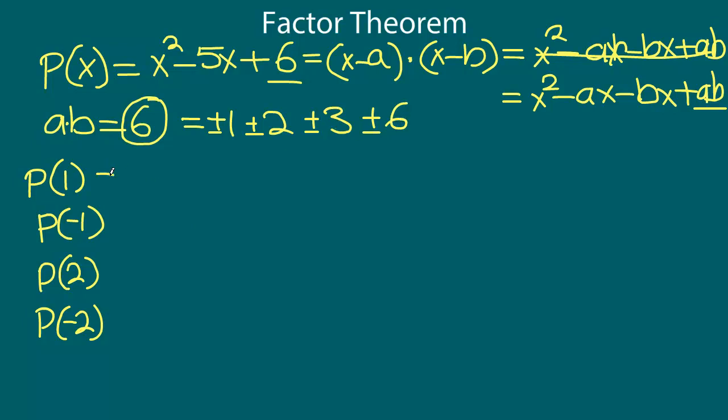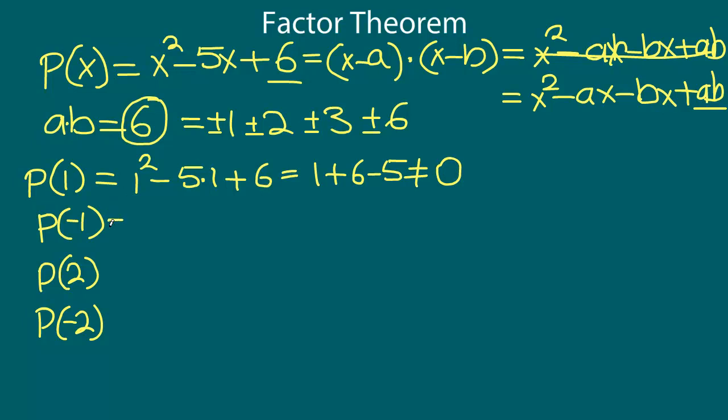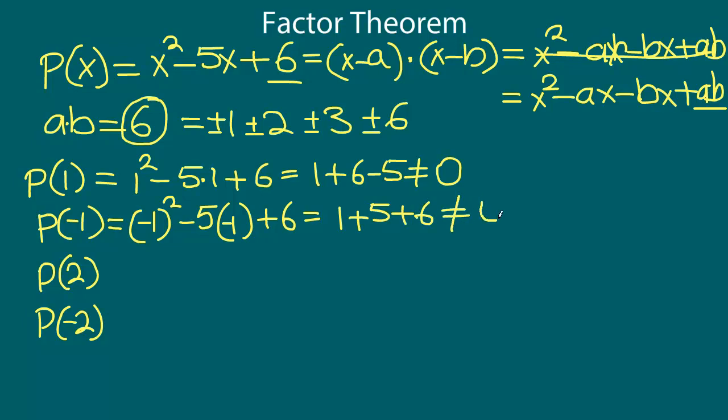So let's quickly find the polynomial at 1. When we do that, we have 1 squared minus 5 times 1 plus 6. So we get 1 plus 6 minus 5. This is not equal to 0. What about minus 1? We have minus 1 squared minus 5x, where x is minus 1, plus 6. Minus 1 squared is 1, and this will be plus 5, and then plus 6. So this is again not equal to 0.